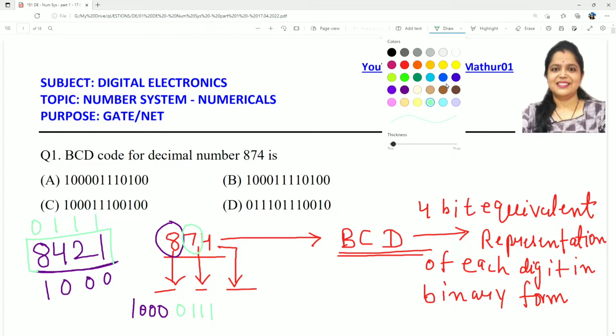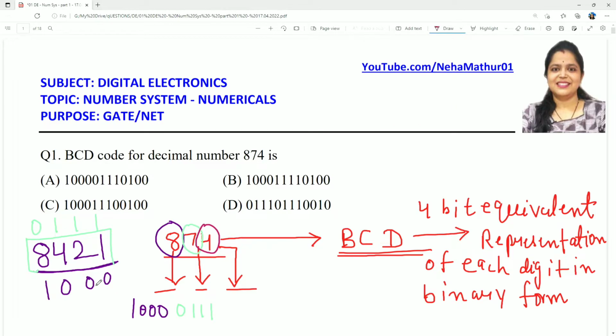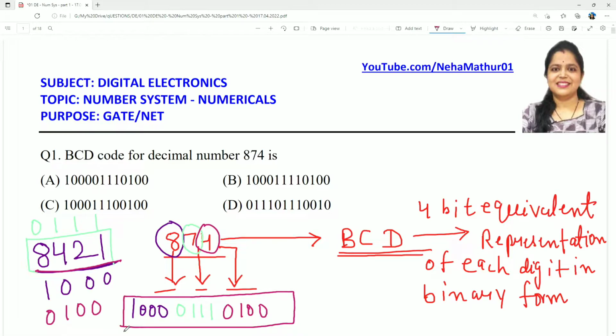And for the last digit, which is 4, you can directly see from here that 0100 is the 4-bit representation for 4. So just combine all the digits: 1000 0111 0100. So this is your correct answer. A is the correct answer.